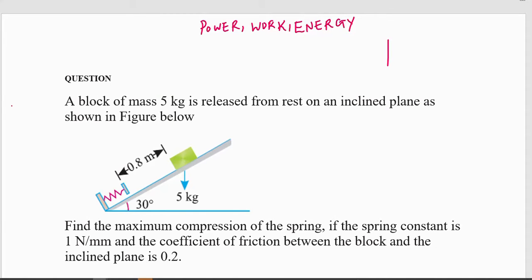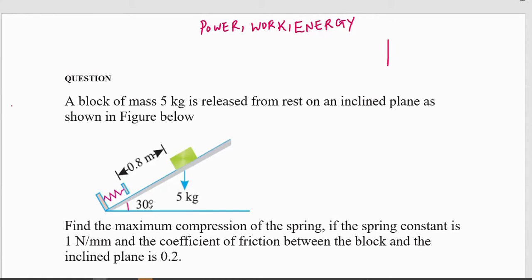Hey everyone, in today's lecture we are looking at some examples on power, work and energy. This is the motion on an inclined plane that involves energy stored in springs, and therefore we have a guiding question that says: a block of mass 5 kg is released from rest on an inclined plane as shown in the figure below. So we see there is a bumper here and the body is here, of 5 kilograms.